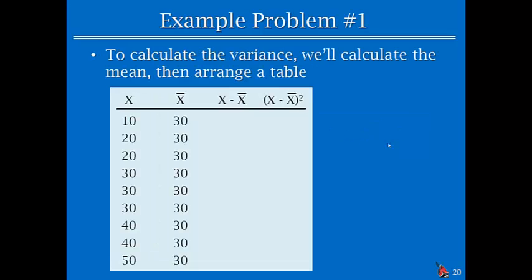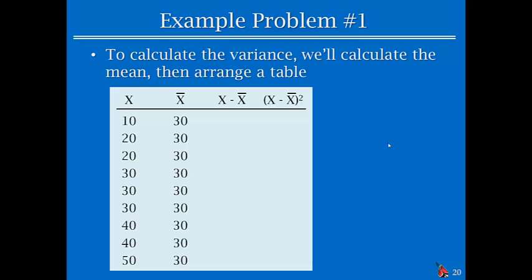Next, to calculate the variance, we need to calculate our mean and then arrange a table. In this case, I've again calculated the mean for you already, since we've covered that equation in a different video. So the first thing we do, like I said, is we need to create a table. In the first column, we need to have all of our raw scores. In the second column, we need to have the mean arranged next to every score.